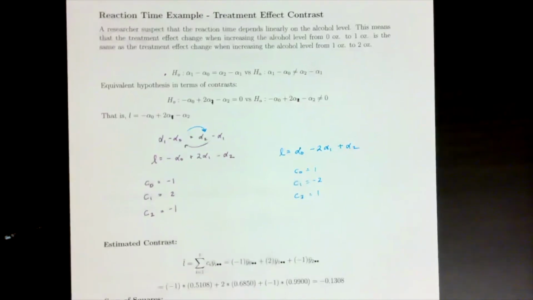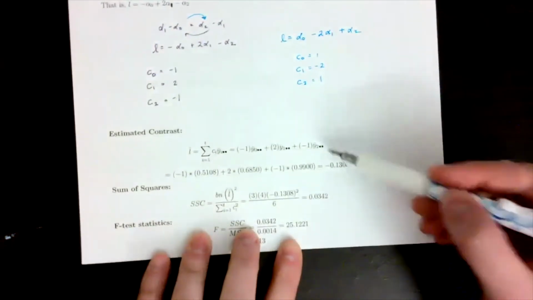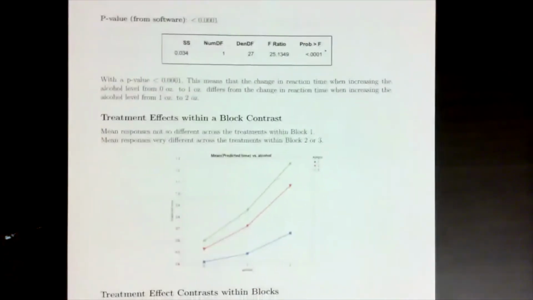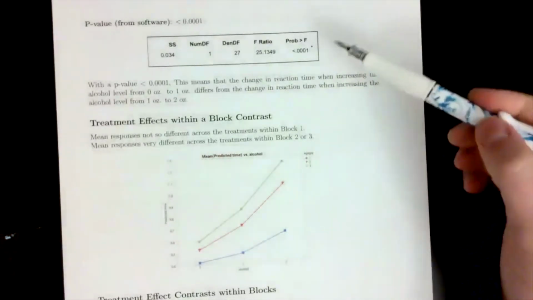Cool. So here's how you would estimate it. Here's your sums of squares. Here's your F statistic. And then we get our p-value from software. So this is what you would see in JMP.